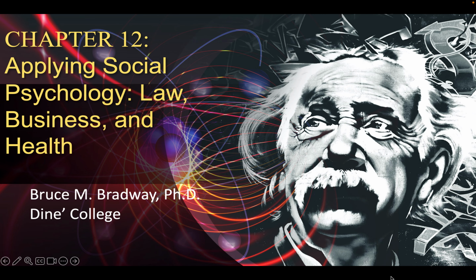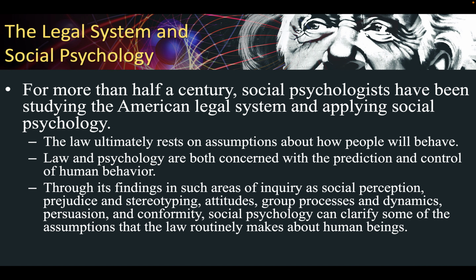Applying social psychology to law, business, and health. For more than half a century, social psychologists have been studying the American legal system and applying social psychology. The law ultimately rests on assumptions about how people will behave. Law and psychology are both concerned with the prediction and control of human behavior through its findings in such areas of inquiry as social perception, prejudice and stereotyping, attitudes, group processes and dynamics, persuasion and conformity. Social psychology can clarify some of the assumptions that the law routinely makes about human beings.